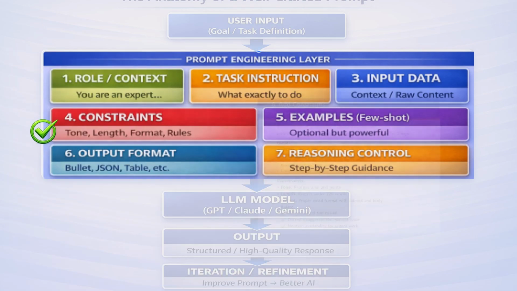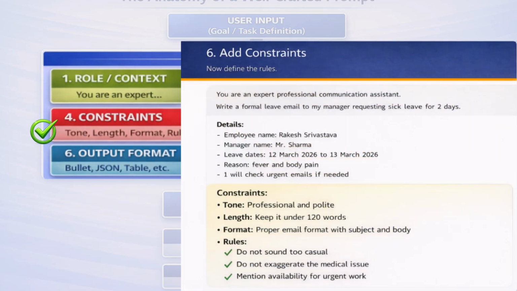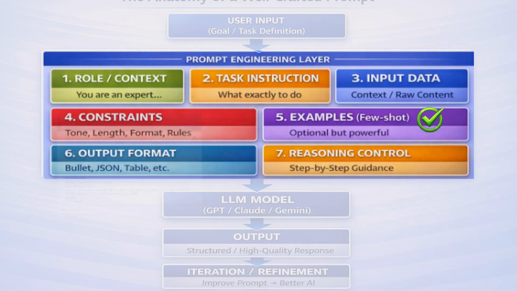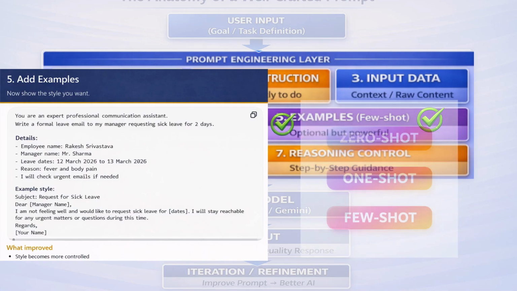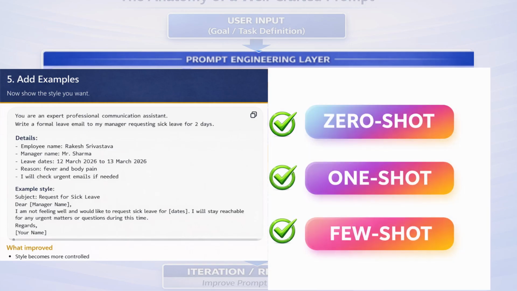The fourth step is to set constraints, which means add instructions to control the tone, length, and format. As we can see in the add constraint screen, a constraint section is added to our prompt now. The fifth step, and very important, is to add the examples block. And this is where all the popular prompt engineering techniques like zero shot, one shot, and few shot prompting fit in.